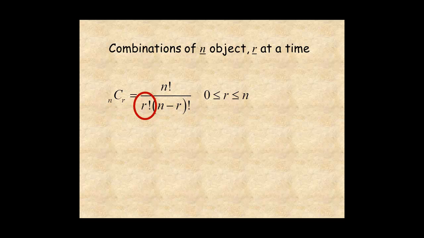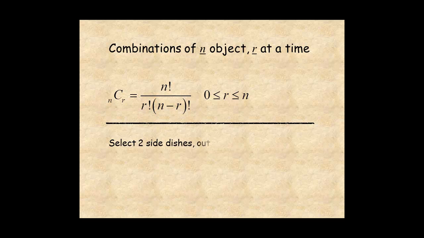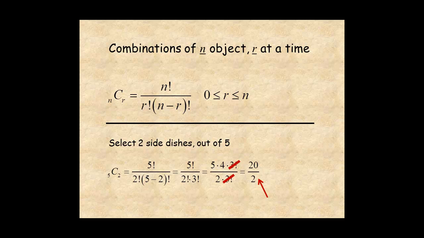For example, if you're selecting 2 side dishes from a total of 5 on a restaurant menu, the combinations are 5 factorial over 2 factorial times 5 minus 2 factorial, which is 5 factorial over 2 factorial 3 factorial. If you expand the numerator, you can cancel 3 factorial, and you get 20 over 2, which is 10 combinations.